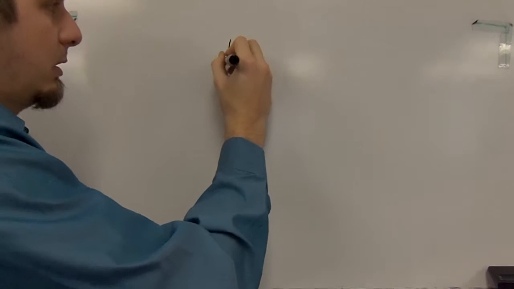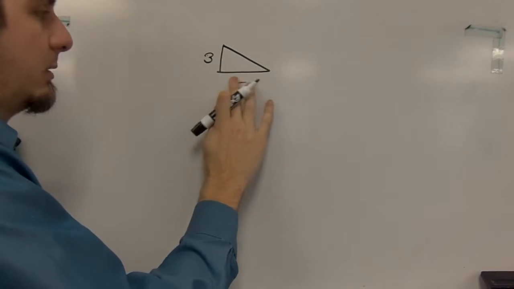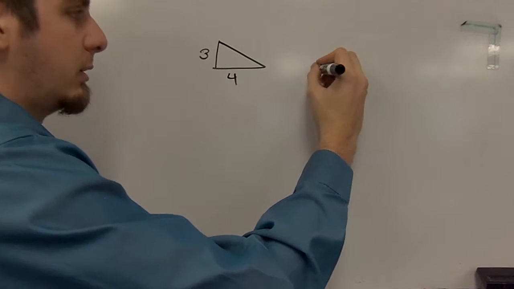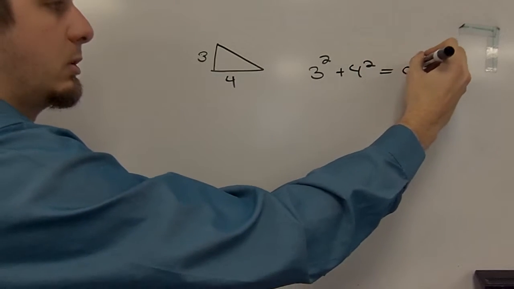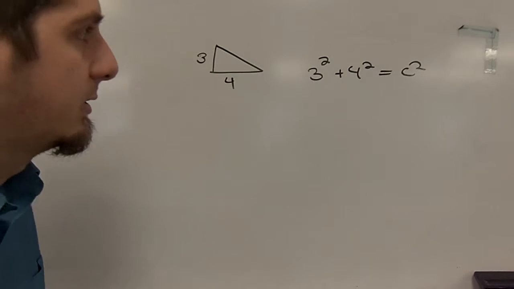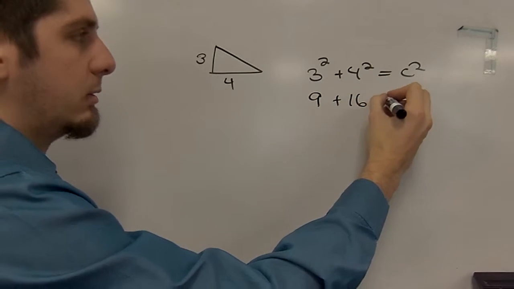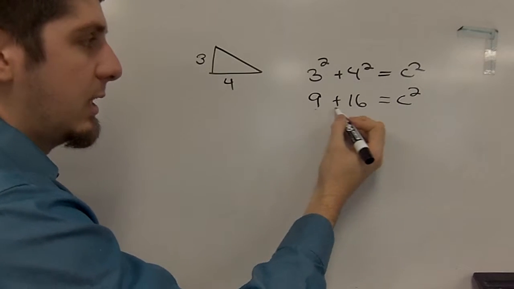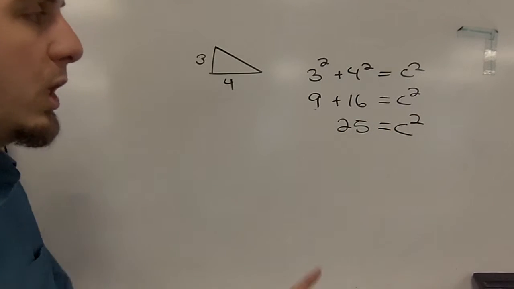So for example, if someone draws me a picture of a triangle, says I have a side of 3 and a side of 4, what is the length of my hypotenuse? Then you would plug in 3 squared plus 4 squared equals c squared. And now we can solve this for c and figure out what that missing side is. So we would square 3 and get 9. We would square 4 and get 16. And there's nothing we can do to c squared right now. At this point, I would want to combine the 9 and the 16, and I would get 25 equals c squared. We're not done yet.